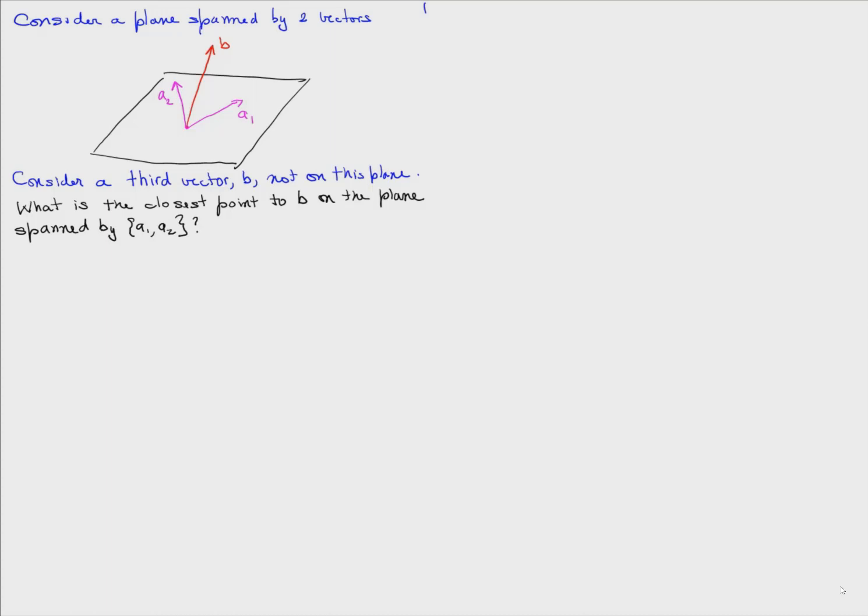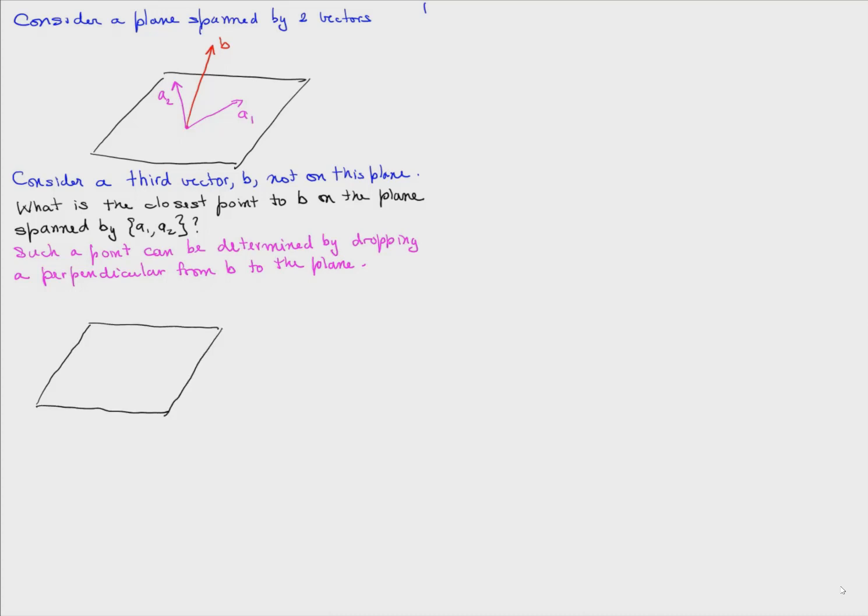To find this closest point, let's draw up a perpendicular from b onto that plane, and where it hits the plane, we'll call that vector c, as shown in the figure that's coming up. Drop the perpendicular, and that vector is c.